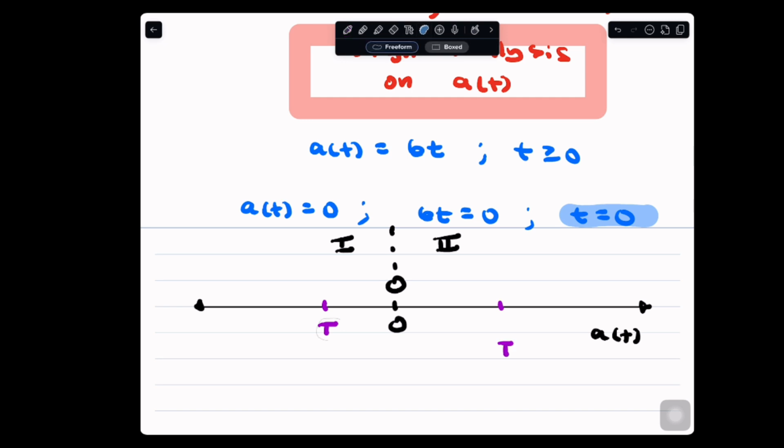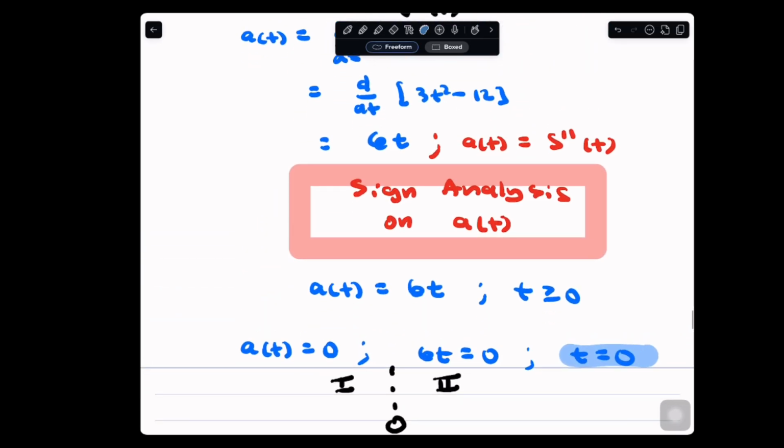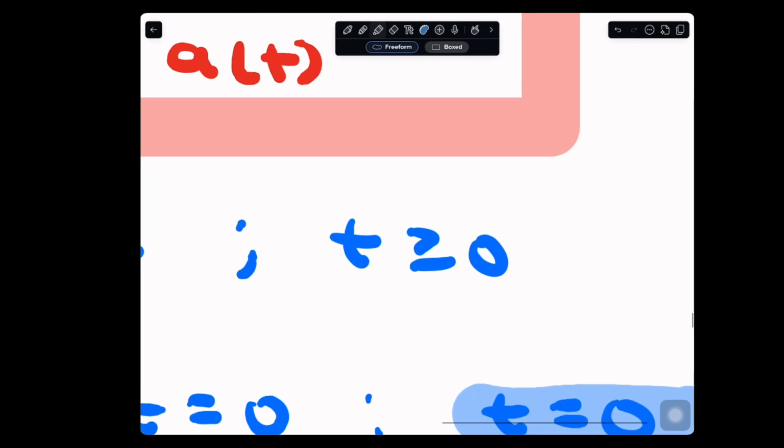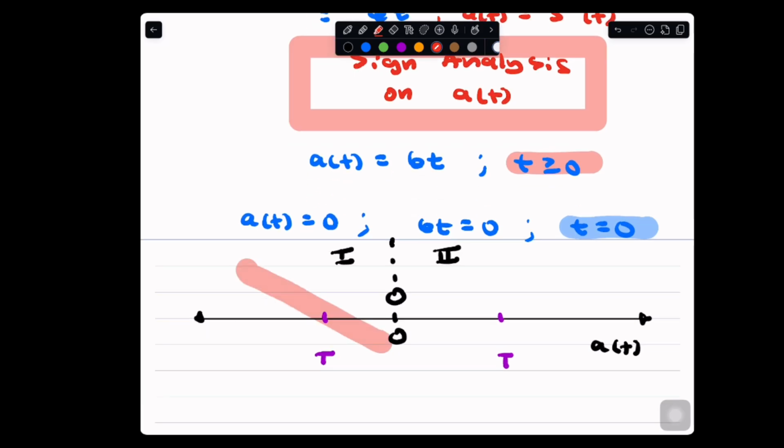But in the context of motion, what do we say about our t value? Yeah, it could never be negative. So you throw out region number 1. So this is a nice, easy peasy version.